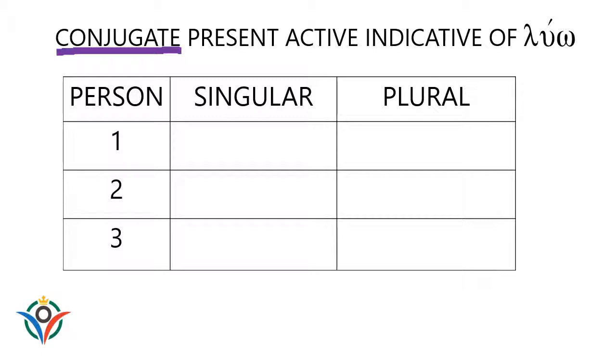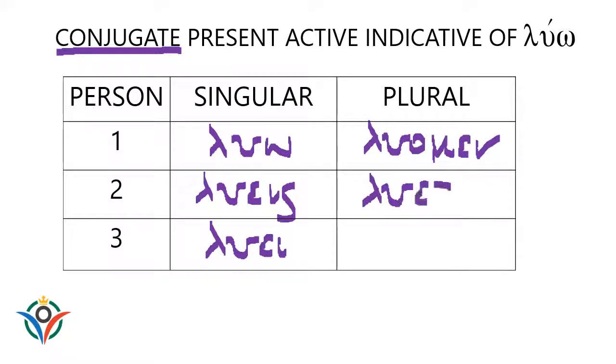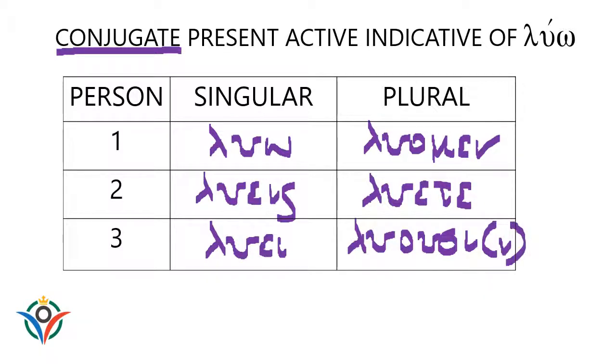So the first person singular is, of course, luo. The second person singular is lueis. Third person singular is luei. The first person plural is luomen. Second person plural is luete. And third person plural is lousin. Right, so there is an example of conjugating the present active indicative using luo.